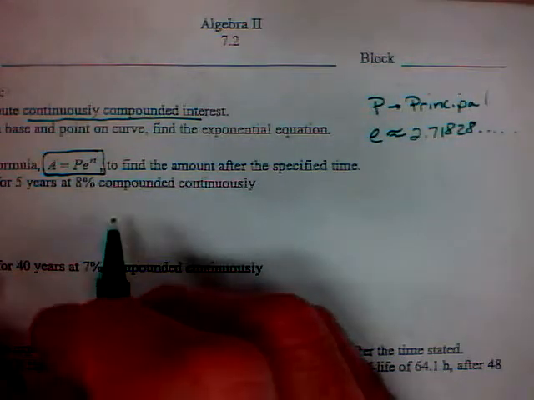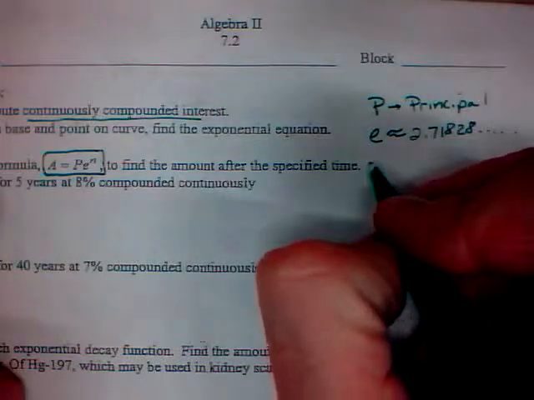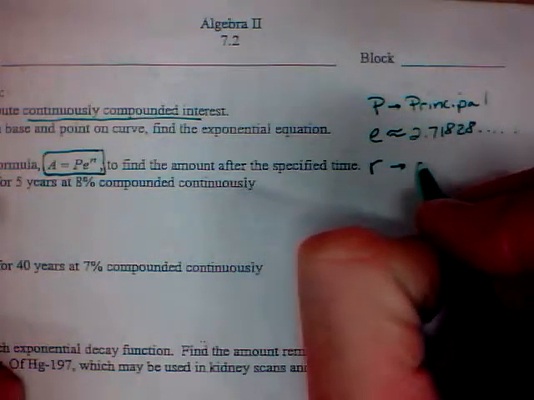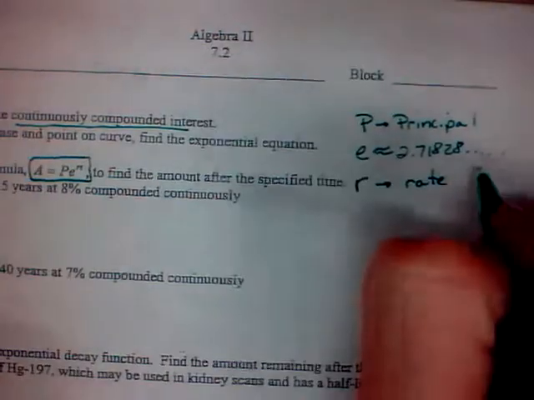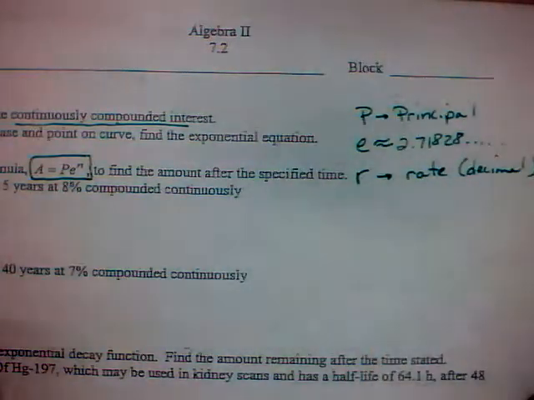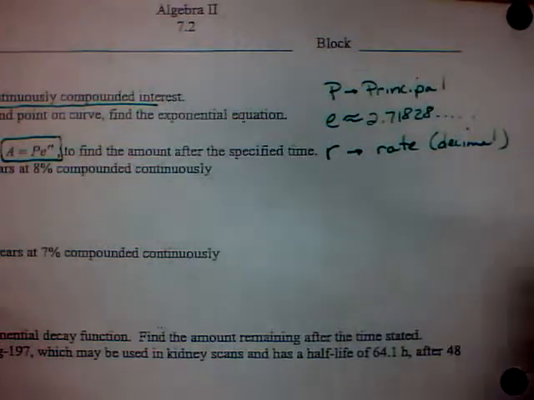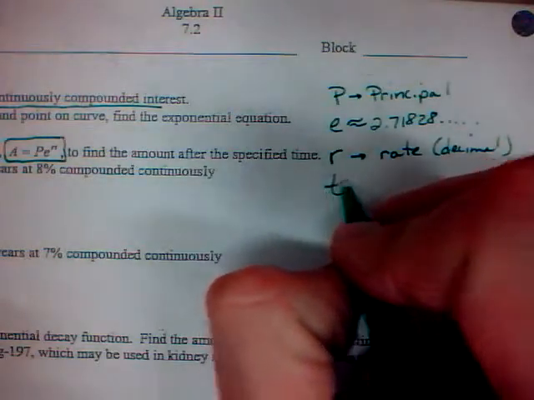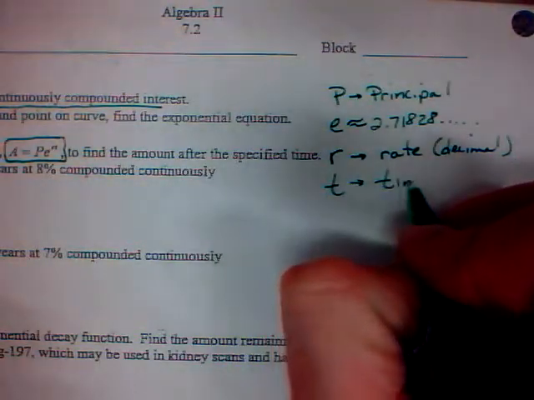Then we have R, which represents your interest rate as a decimal. So make sure we convert that to a decimal. Okay. And then T represents your time.